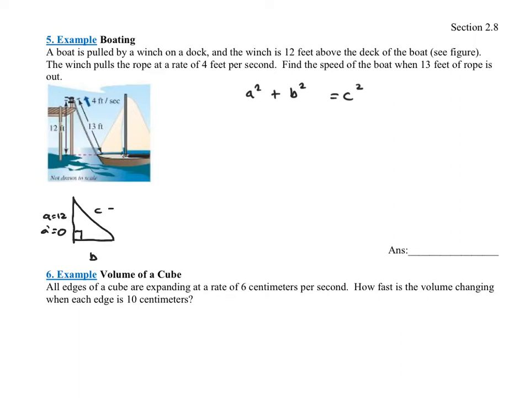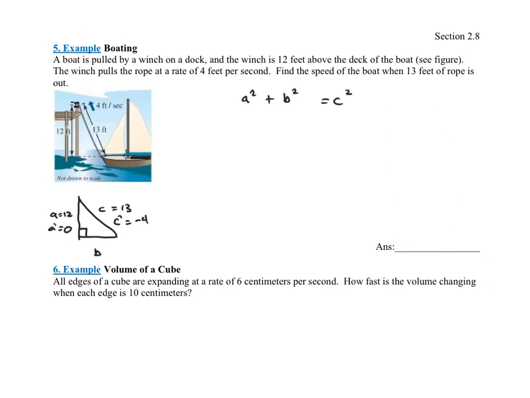Let's look at C. They're giving us C equals 13, and they're also giving us C being the length of the rope. They also gave us C prime, right? Because the rope is being pulled. So the rate of change of the rope, what's happening to the length of the rope? Well, it's being pulled in by 4 feet per second. So technically the length is decreasing by 4 feet per second, isn't it? So shouldn't this be a -4 for -4 feet per second? That's the rate of change of the rope.